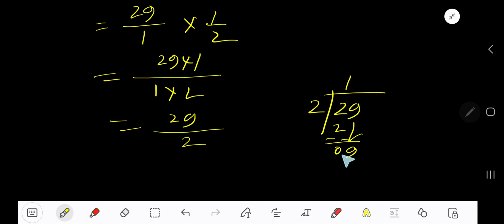2 goes into 9 how many times? 4 times. 4 times 2 is 8, subtract, 1. So this will be our whole number part, the quotient, this will be our numerator, and this will be our denominator. So 14 and 1/2 is our answer.